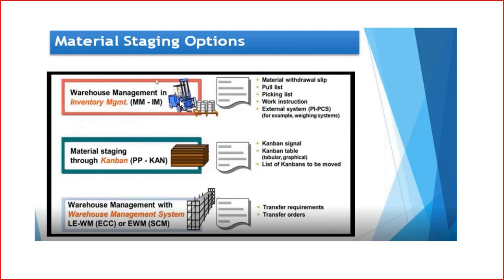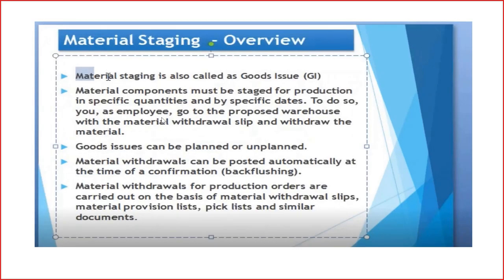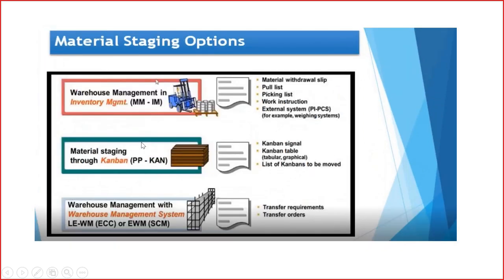Okay, so see, anyway, this theory part you can read and understand, but I was more interested to show in the system rather than going through the theoretical slides. Okay, so I'm skipping this straight away. Once we check in the system and understand, it will be easy. Okay, but basically, there are multiple material staging options available in the standard SAP PP functionality. What are those? If your raw materials are inventory managed, then you will use the concept of MM-IM. Okay.